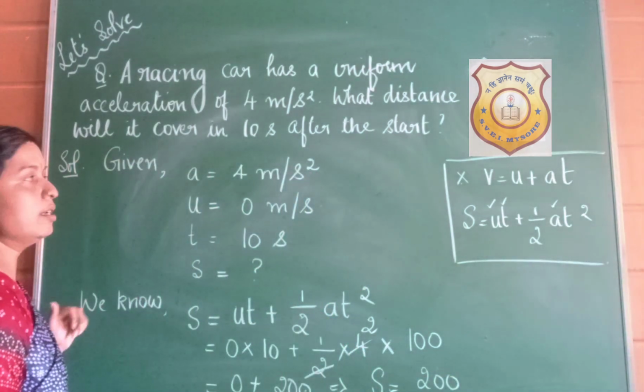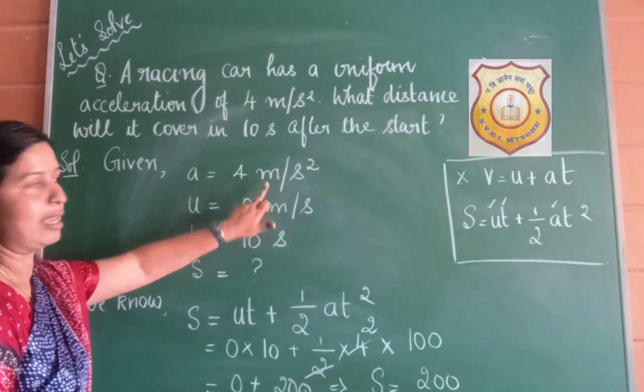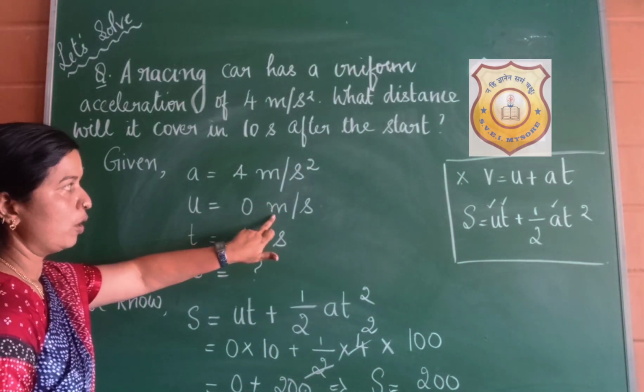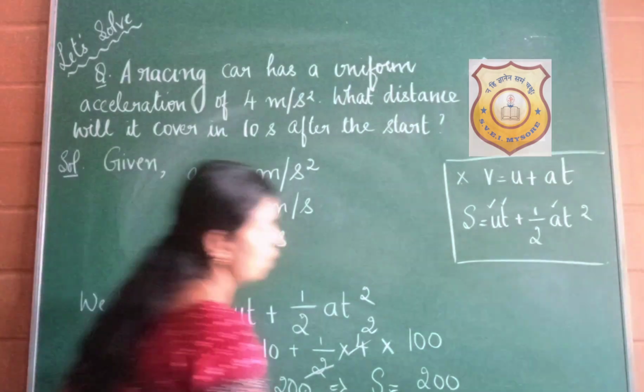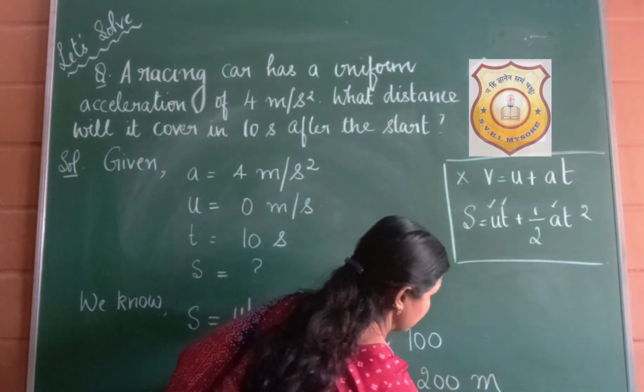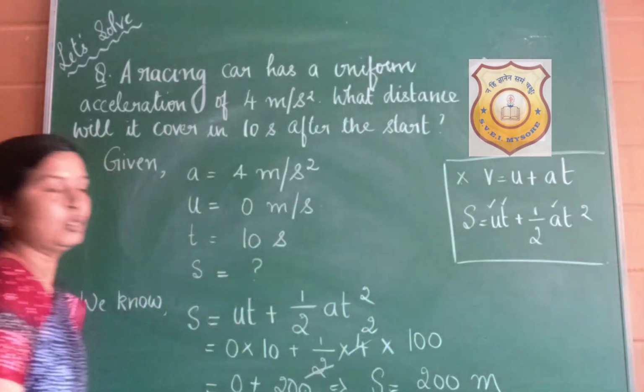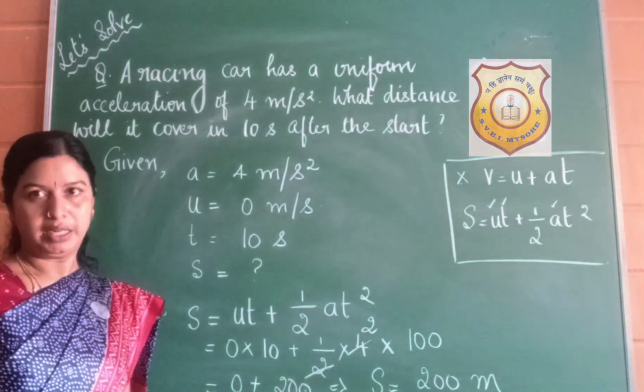And what about the unit? Acceleration is given in meter per second square. Velocity is given in meter per second. Time is given in seconds. So distance will be in meters. So the distance will be 200 meters.